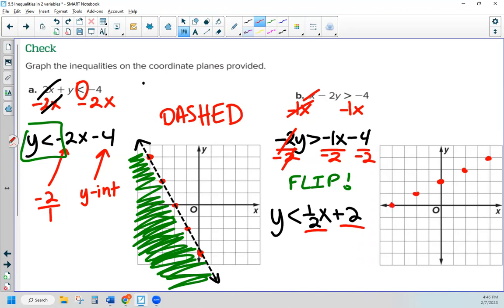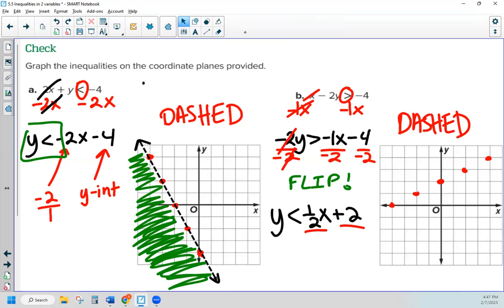Done. This line is also dashed, which means, once again, the points that are on the line, that make up the line, are not part of my solution. They are my fence, meaning everything to the other side of them will be my solution.